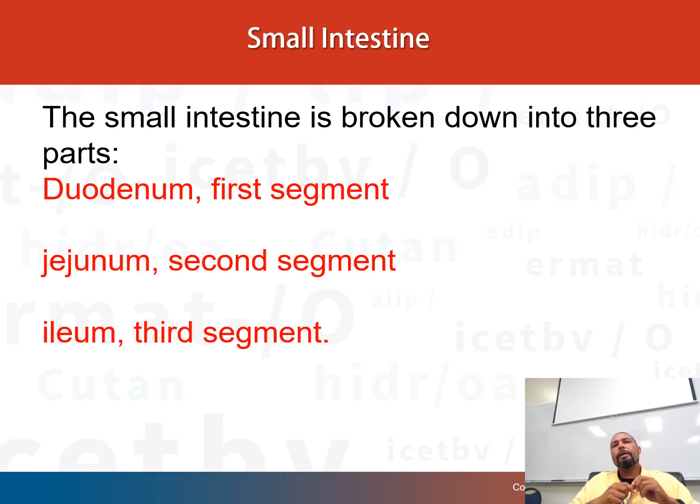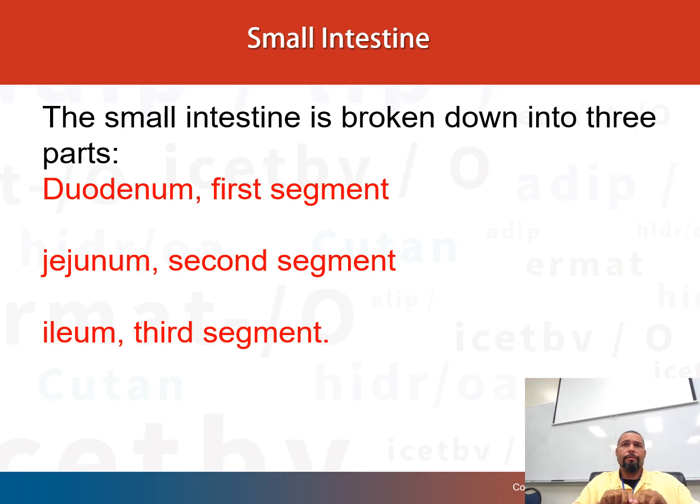Digestion is completed in the small intestine with the help of additional enzymes and secretions from the pancreas and the liver. Nutrients in the chyme are absorbed through microscopic finger-like projections called villi. Nutrients enter the bloodstream and then the lymphatic system for distribution throughout the rest of the body.